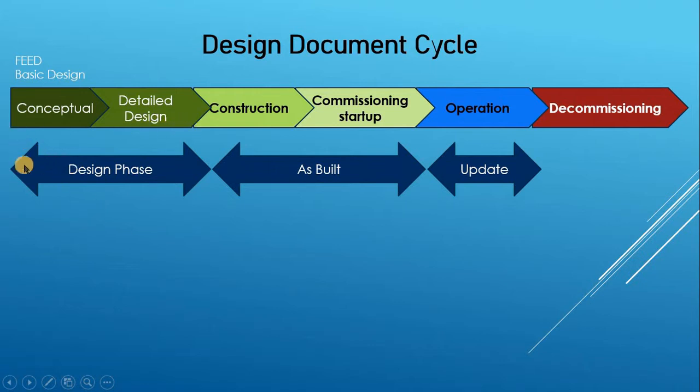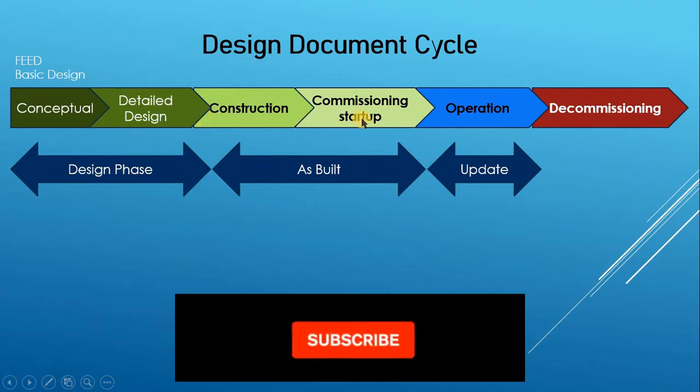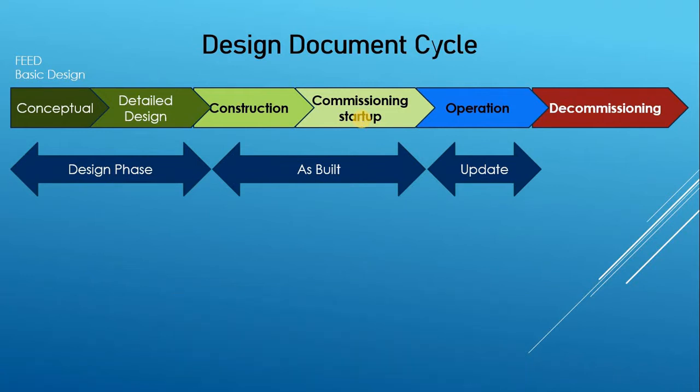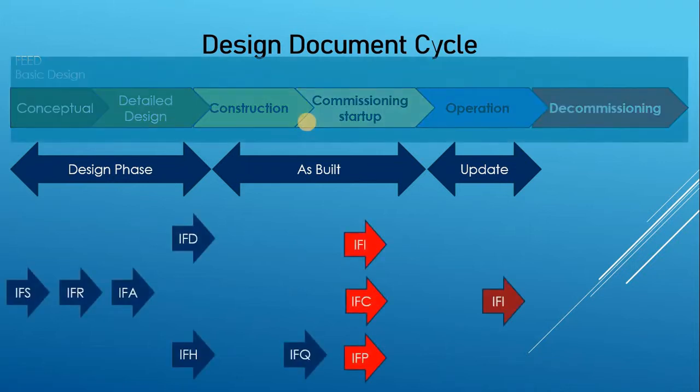In the first phase, which is the design phase, you do all the designs, and then during the construction and commissioning, you don't do design. What you do is two things: either modification, and at the end we call it as-built. Then during the operation you may do some changes. The engineering in this middle section is very minimum.